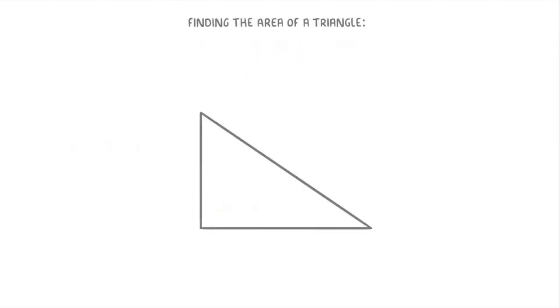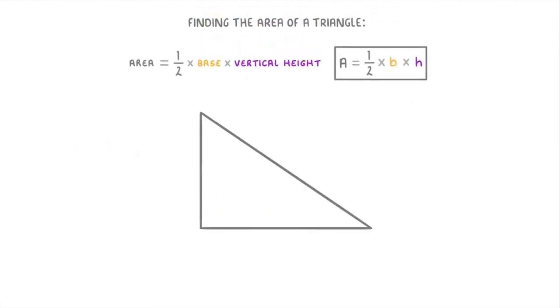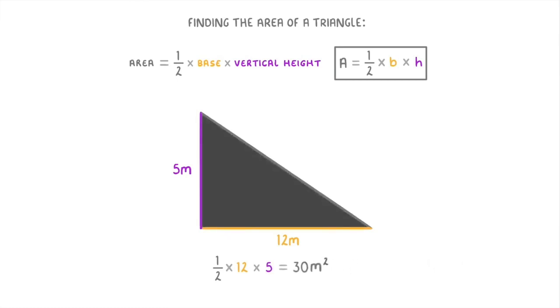For the triangle, the formula is area equals 1/2 times its base times its vertical height. So if this triangle here was 12 meters long on the bottom and 5 meters tall, we'd do 1/2 times the base of 12 times the height of 5, which would give us an area of 30 square meters.